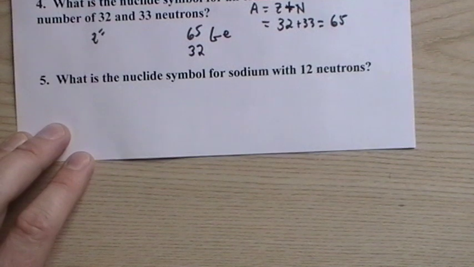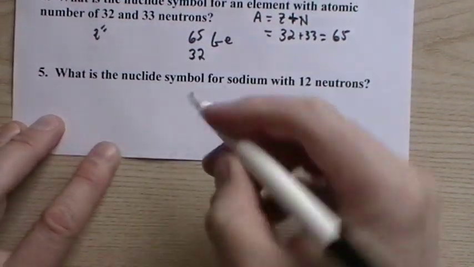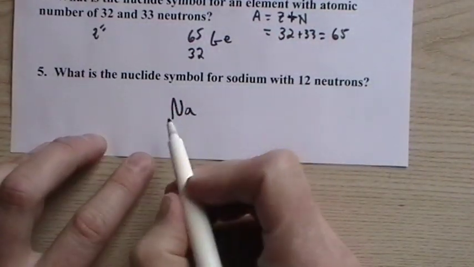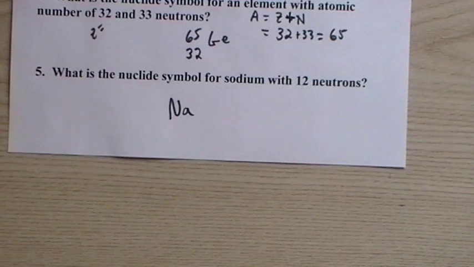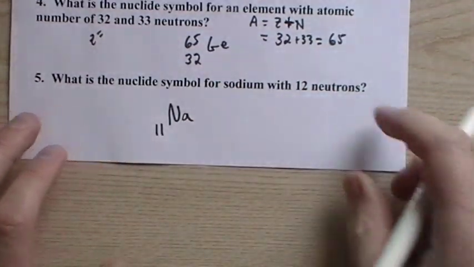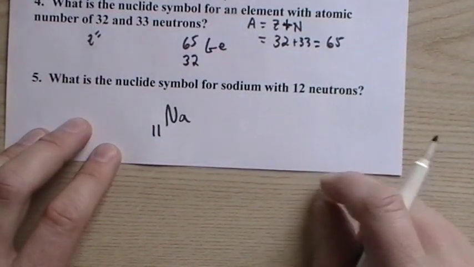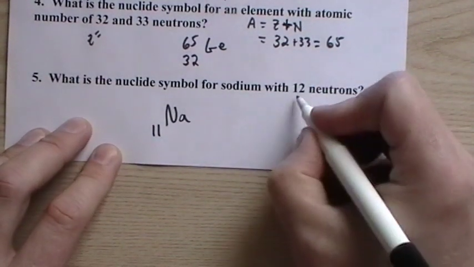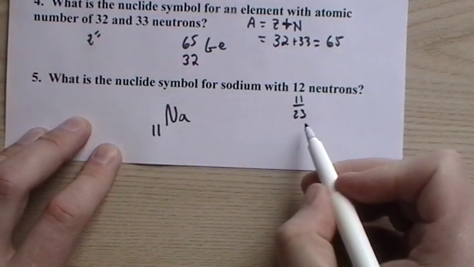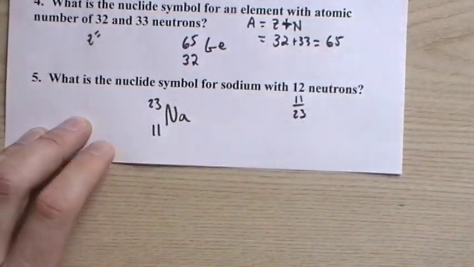And you can see these are just different ways of asking the same kinds of questions, just trying to find the nuclide symbol, but we can do it in a number of ways. Here's another one. What is the nuclide symbol for sodium with 12 neutrons? Well, we need to know the atomic number. I know that offhand, but I'm going to double check. It's 11. It's one of the last ones that I know offhand. 1 through 11 is usually what I can remember without consulting the periodic table. And then the mass number is going to be 12 plus 11, so that's 23.